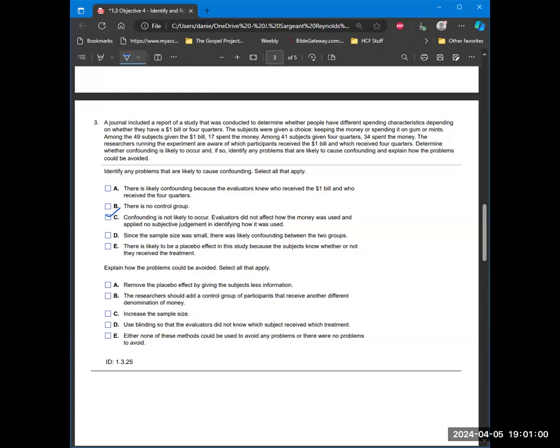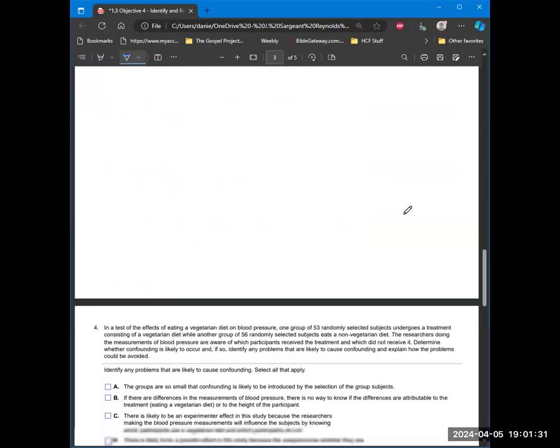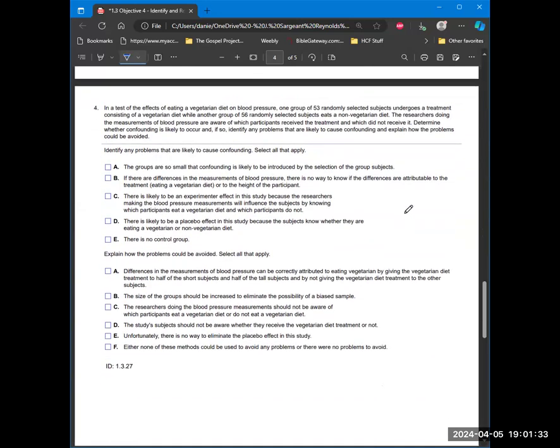So given that C says that there was no confounding, that there were no problems, we're going to jump right to E, which says that none of these methods are needed. We don't need to find any fixes because there were no problems, and we'll just go on from there. So we don't need to remove a placebo effect. We don't need to add a control group. We don't need to increase the sample size, and we don't need to use blinding in this example, right?